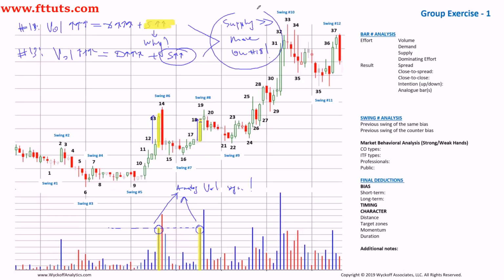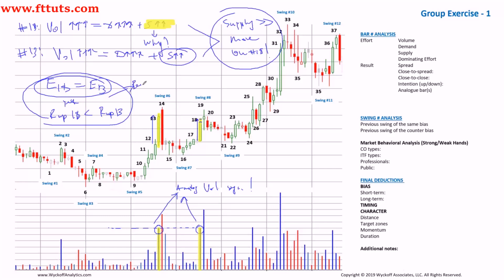So supply is definitely increasing more on bar number 18 than on bar number 13. Why? Because the effort is the same. We see this from the volume signature. There is no difference in the volume signature, so effort stays the same. And yet the result to the upside on bar number 18 is less than the result to the upside on bar number 13. So that suggests a more bearish scenario, or rather, more supply available at this point of time.